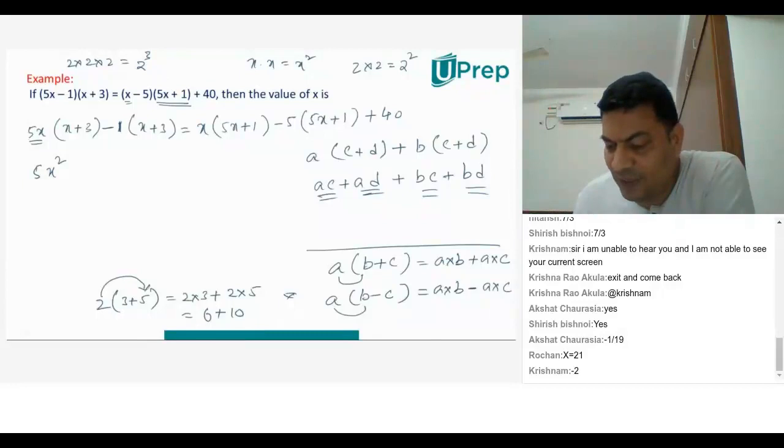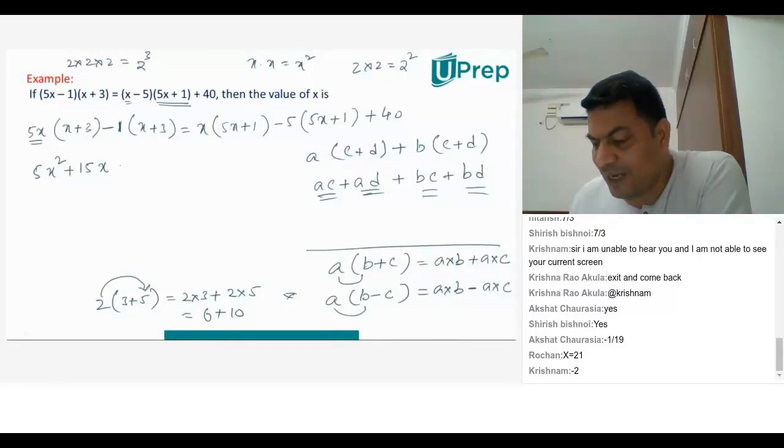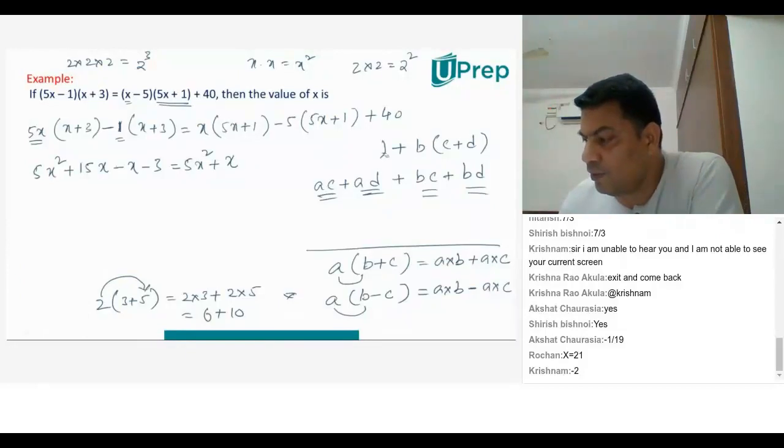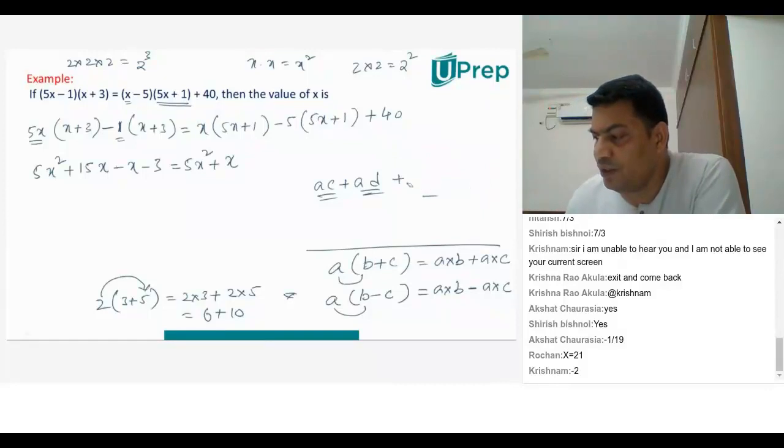So your 5x into x is 5x square plus 15x. What are we left with? Nothing else there. Minus 1. Now you have your minus 1 into x is minus x. Your minus 1 into 3 is minus 3. On your right hand side, if you simplify, x into 5x is 5x square and x into 1 is plus x. Let me erase this piece quickly. We're just doing the simplification.